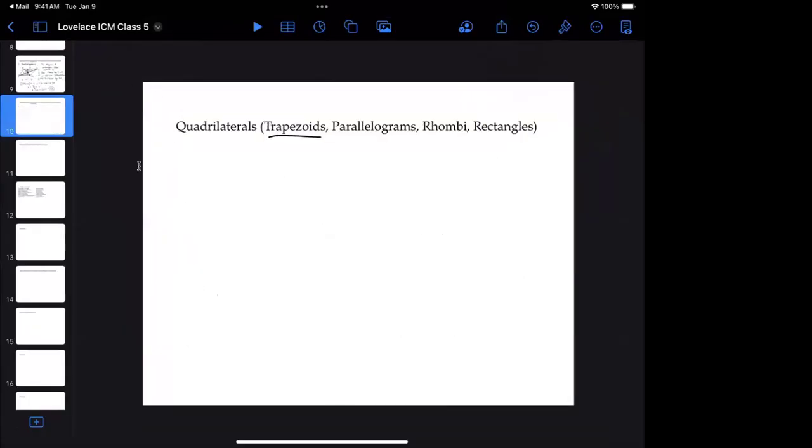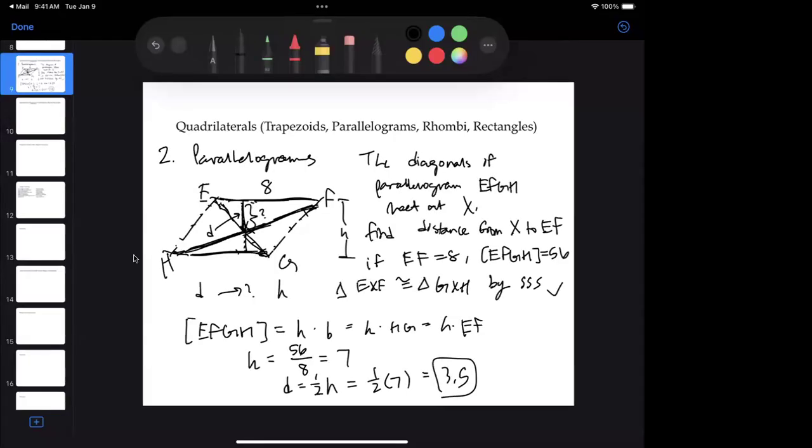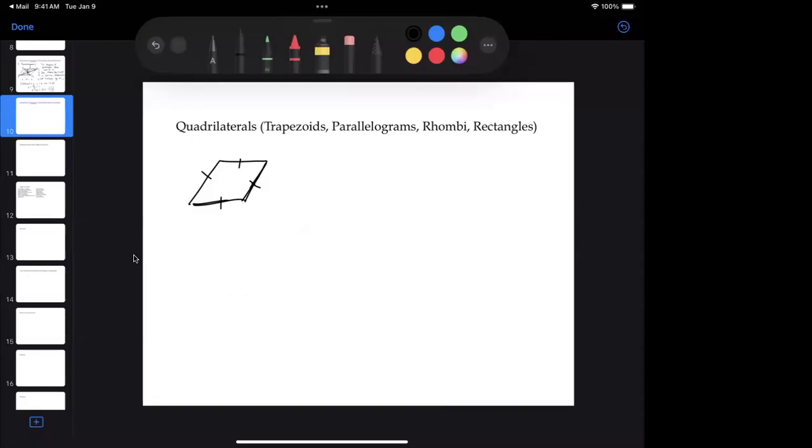Now let's do rhombi. If all four sides of a quadrilateral are equal, then the quadrilateral is a rhombus. Because all four sides of a rhombus are equal, it is also a parallelogram, because the parallelogram's only condition is that the pairs of opposite sides are equal. So this is an even stronger condition.